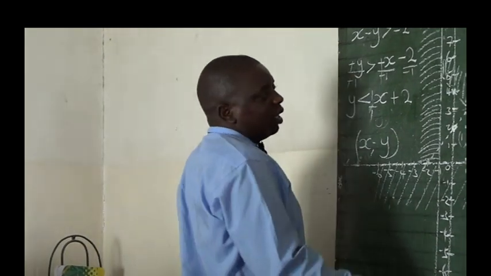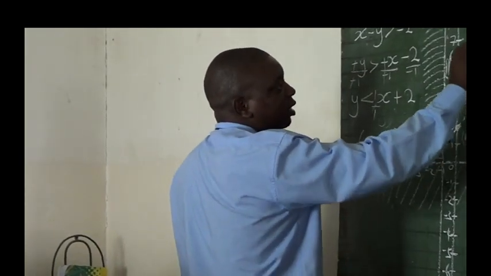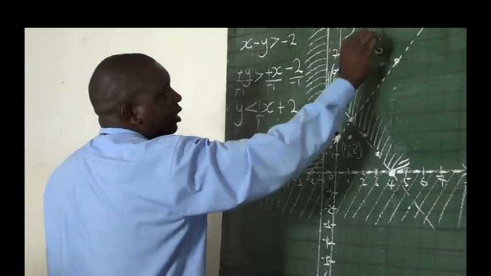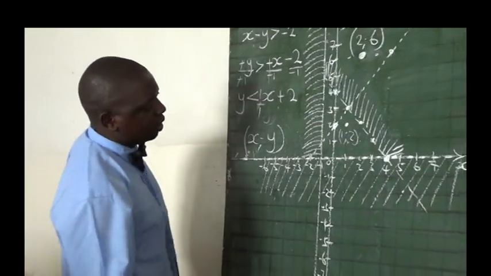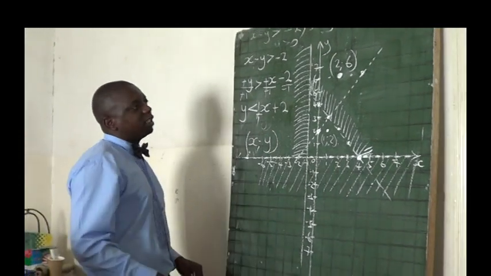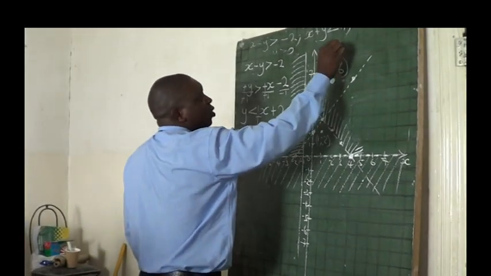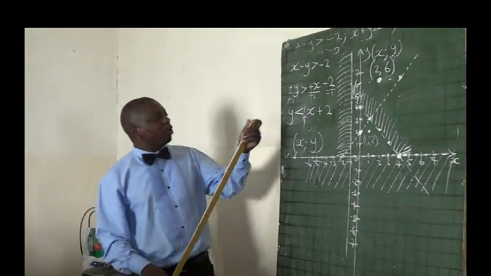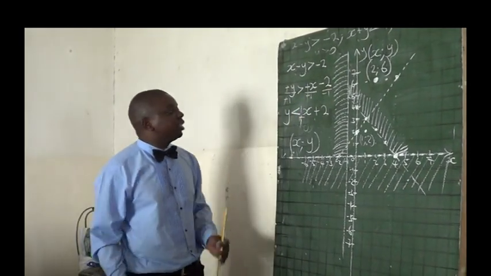Let's take this point. It's the point (2, 6). Which means x is equal to 2 and y is equal to 6. And we are going to substitute the point into the inequality.